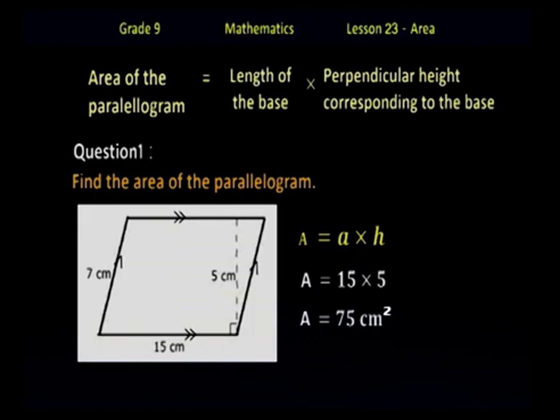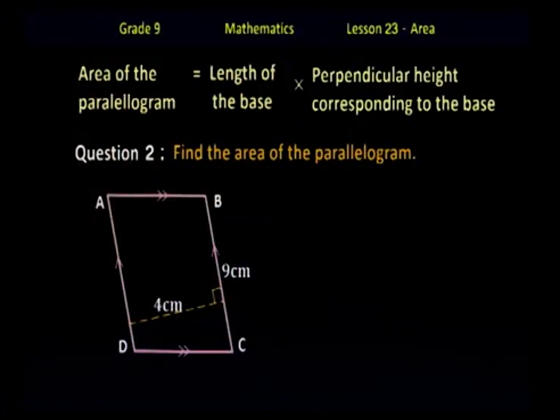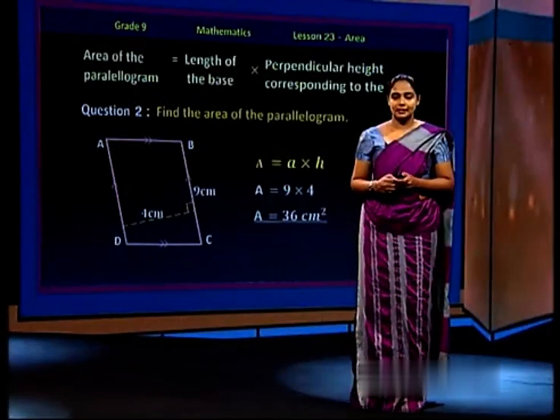Now I would like to give another question. It is question number 2. Read the question now. Find the area of the parallelogram. Now there are only two values: base BC and perpendicular height 4 centimeter. Once you can get the answer, it is a very easy question. Then area is written 9 into 4. Answer is 36 square centimeters.